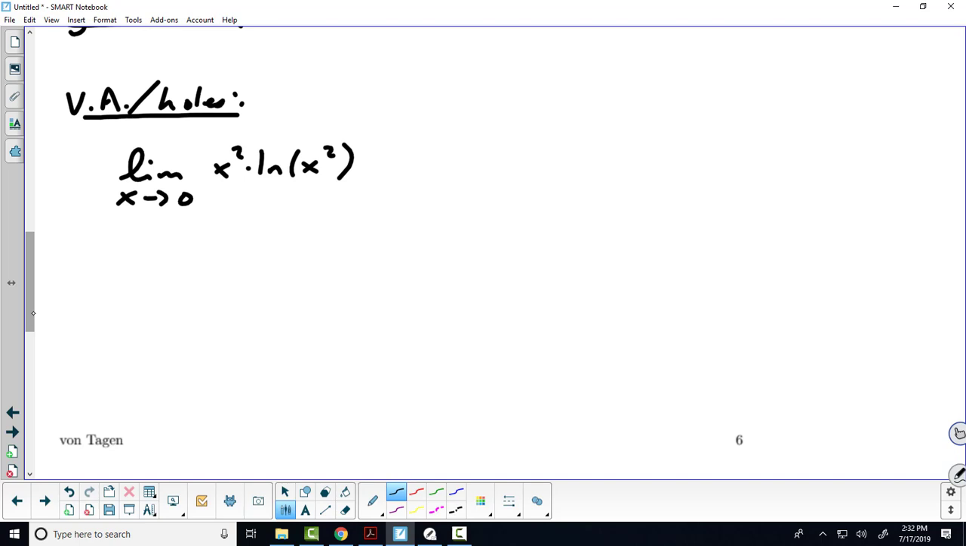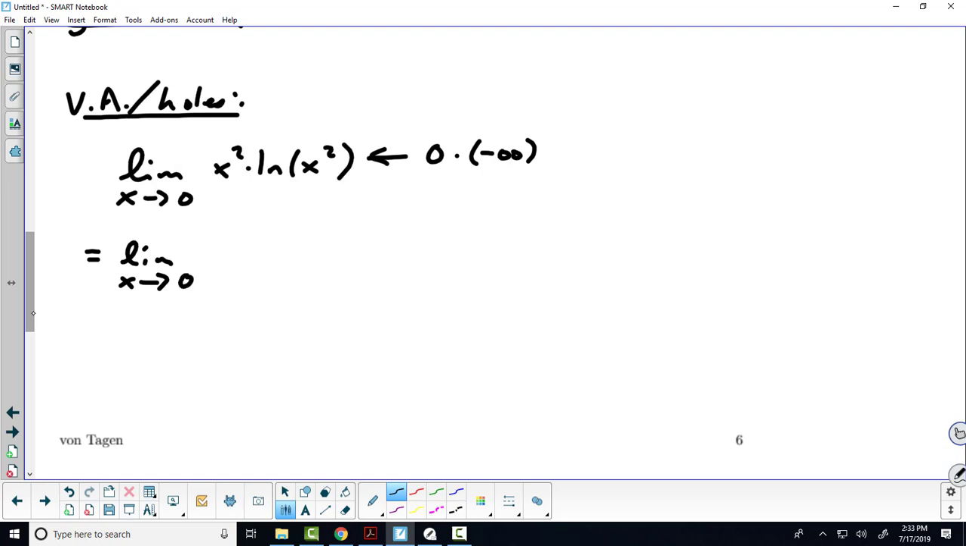Okay, well, let's identify the structure of this problem. The first factor is tending towards 0, but the second factor is tending towards negative infinity. So this is an indeterminate product, and we can't determine what that will be ahead of time. So we would like to apply L'Hopital's rule, but we can't apply it just yet. Why not? Well, because L'Hopital's rule doesn't work for indeterminate products. It only works for the two specific indeterminate quotients that we mentioned.